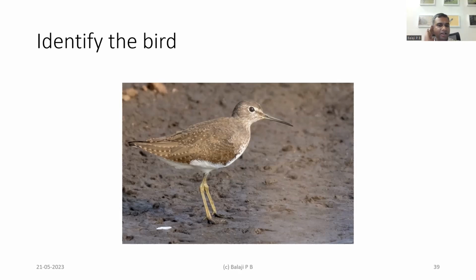But the funny thing about the green sandpiper is that, when compared to the common sandpiper and the wood sandpiper, the green sandpiper is not normally seen in large water bodies. It is usually seen in small puddles. So that's something very interesting about the green sandpiper.